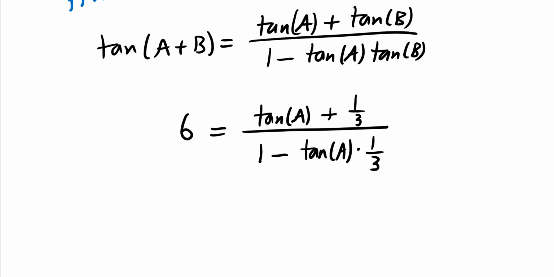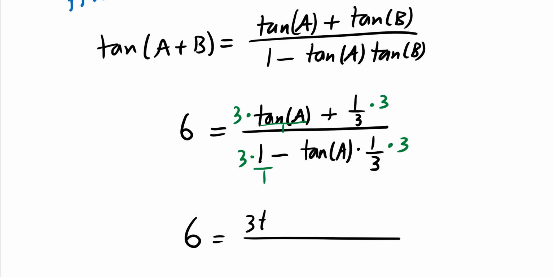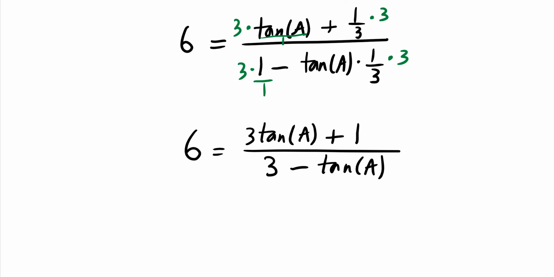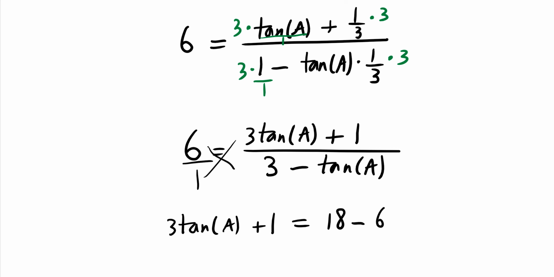Again, on the right side, I get a complex fraction. That's over 1, the whole thing over 1. The LCD of all of them is 3, so I multiply this by 3, by 3, by 3, and 3. We don't touch the left-hand side. Keep it as is, 6. We get 3 tangent A plus 1 over 3 minus tangent A. You can assume, if you like, that tangent A is x and then just solve for it. Or you can just cross multiply right away. 3 tangent A plus 1 equals 6 times 3, 18, minus 6 tangent A.